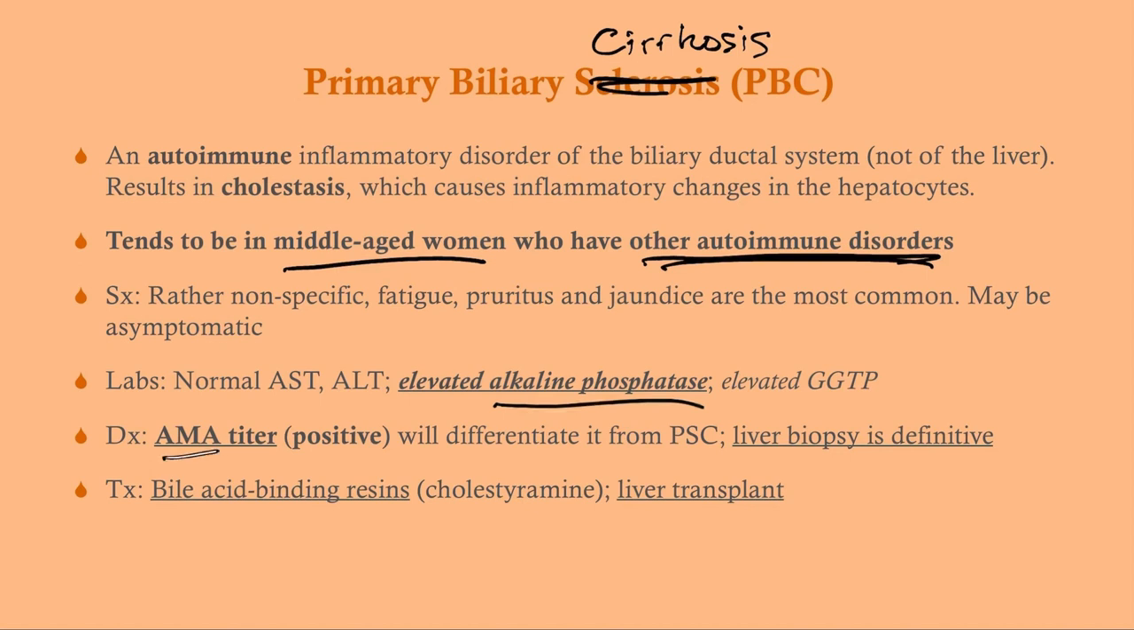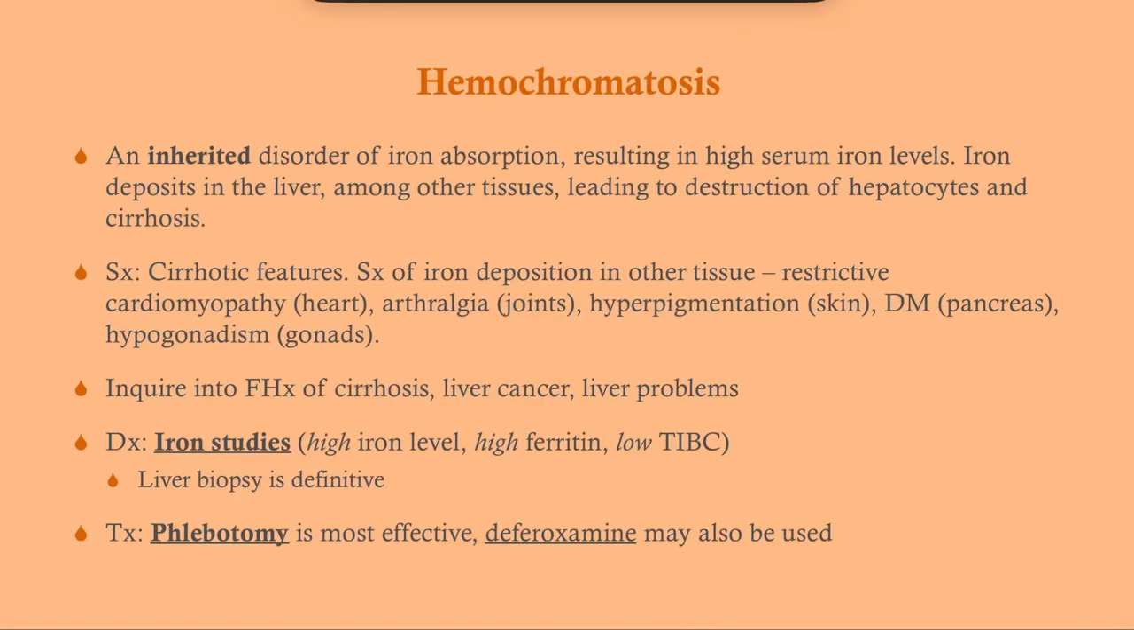The diagnosis here, again, that AMA titer. Now, unlike with PSC, with PBC, we're going to see a positive AMA titer, and that basically gives away your diagnosis. However, the most accurate diagnostic test is a liver biopsy, but we typically don't have to go there. The treatment is the exact same: bile acid binding resins and liver transplant.